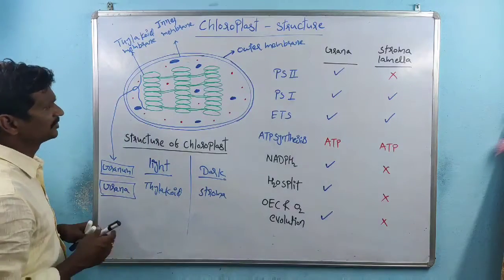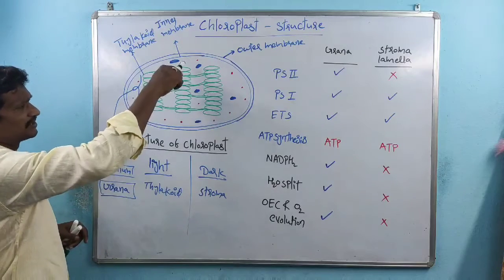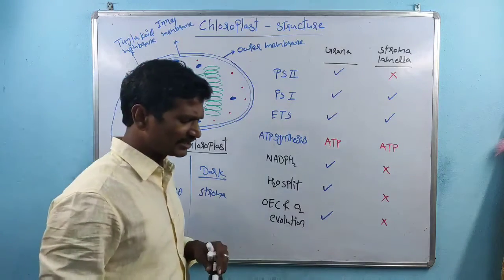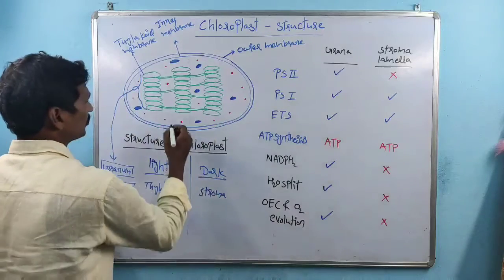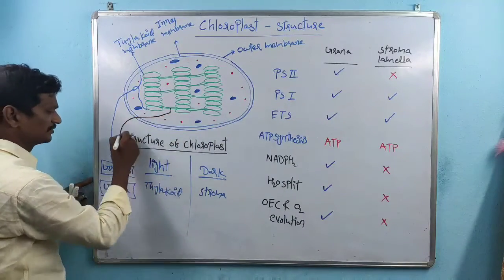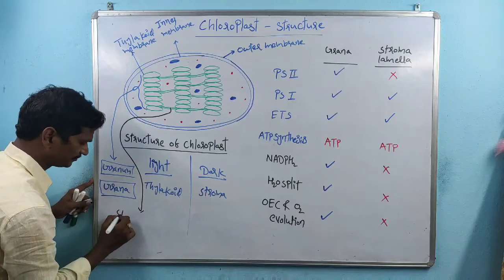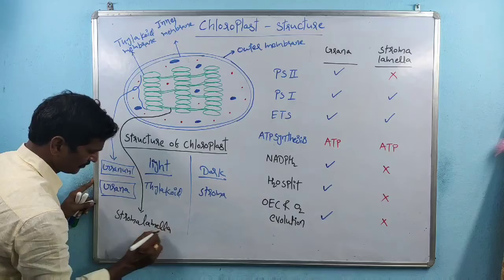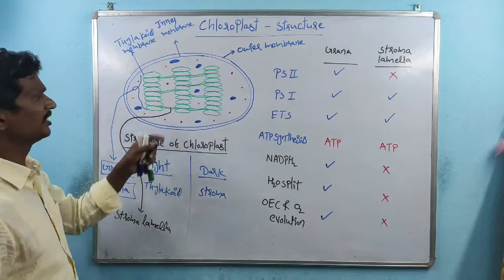Here the concept is that there is one granum and another granum. Between these two grana, there are some connecting structures, which are called stroma lamella. These extended parts are called stroma lamella. This part is called stroma lamella.